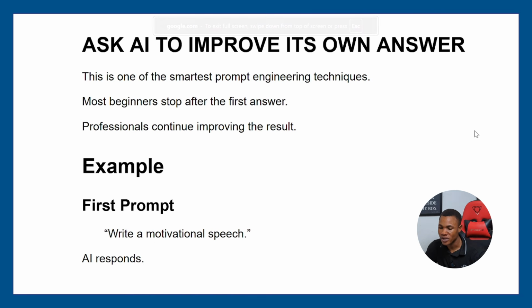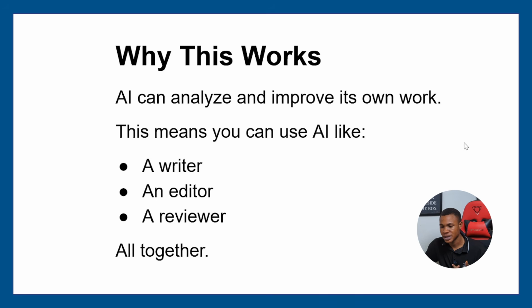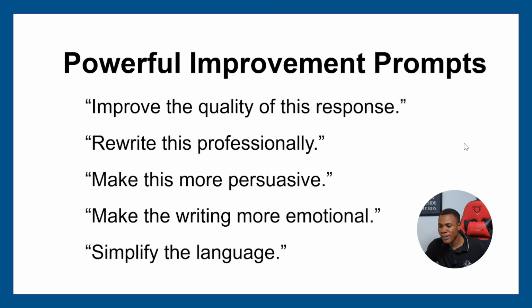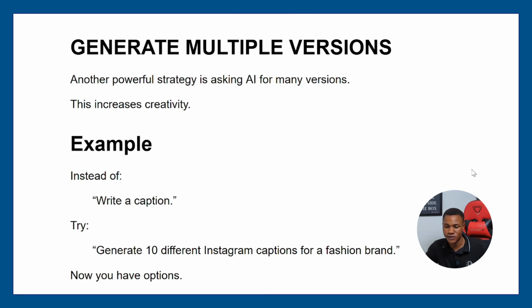Ask AI to improve its own answer. We have been talking about that. It is a powerful improvement: improve the quality of this response. All right, rewrite this professionally, make this more persuasive, make the writing more emotional, simplify the language. Important lesson: do not settle for the first output. If you don't like it, don't settle for it. So always refine the output repeatedly. The AI is always there to give you that.